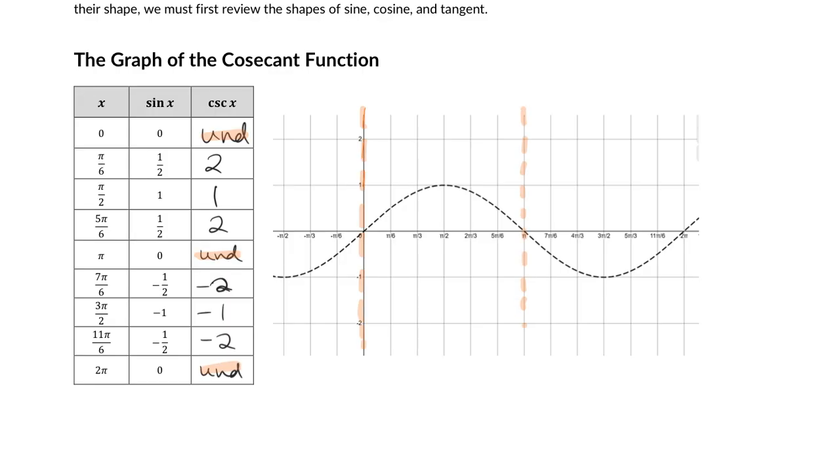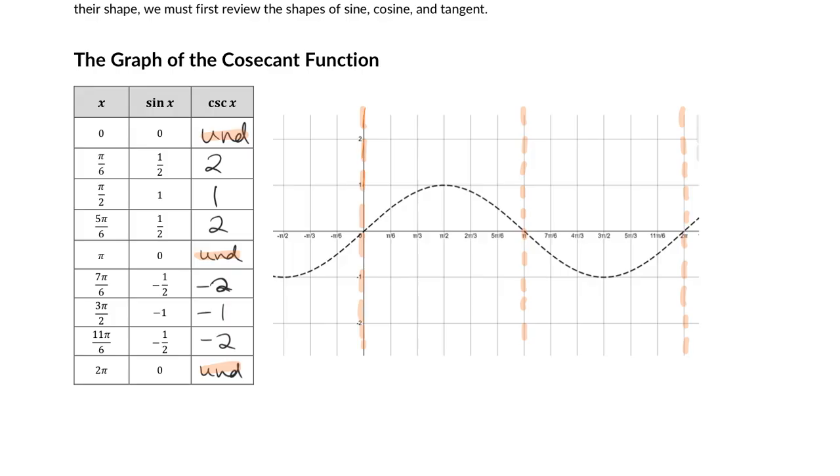What do you notice is happening in the sine function at 0, pi, and 2 pi? In the sine function that's graphed here on your page, what are those called? The zeros of the function. So anywhere the sine function has a 0, the cosecant function is going to have a vertical asymptote. Okay, cool. Let's plot the other points.